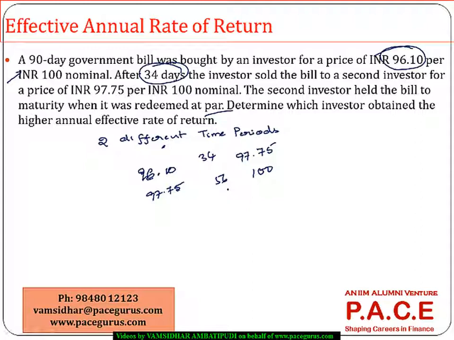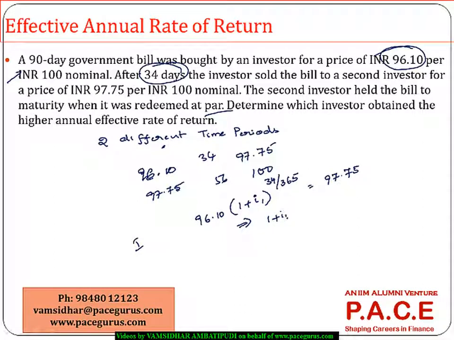Now all I want to know is who has got the higher annual effective rate of return. So I have to convert both of them into annual effective rate of return, and based on that do the comparison. So it's as good as saying 96.1 for the first person multiplied by (1 + I1). Now this is for 34 days only. So what I can do, raise it to the power of 34 by 365. This is equal to 97.75. From here I can compute I1.